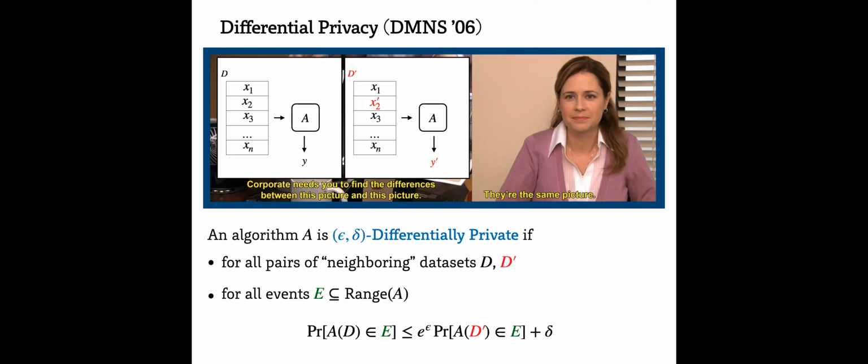So more formally, an algorithm A is epsilon-delta differentially private if for all pairs of neighboring datasets D and D prime that differ in this way, and for all events E in the output space of A, the probability that A of D is in E is very similar to the probability that A of D prime is in E. The similarity of these two probabilities is controlled by the parameters epsilon and delta. So that's differential privacy. And now let's return to our original problem.